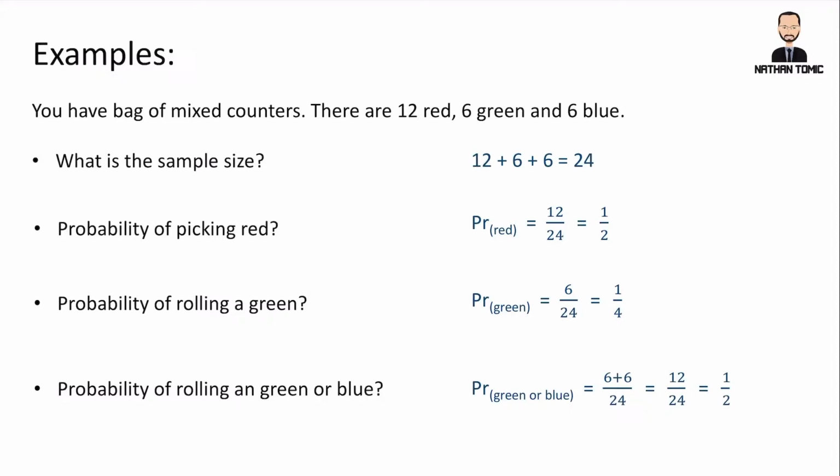And again, a half can be converted easily to 0.5 or 50% if you'd like to show them in that way. So again, of picking either a green or a blue, so either of those two colours, we also have a 1/2, 50% or 0.5 probability of picking them out of this bag of counters.